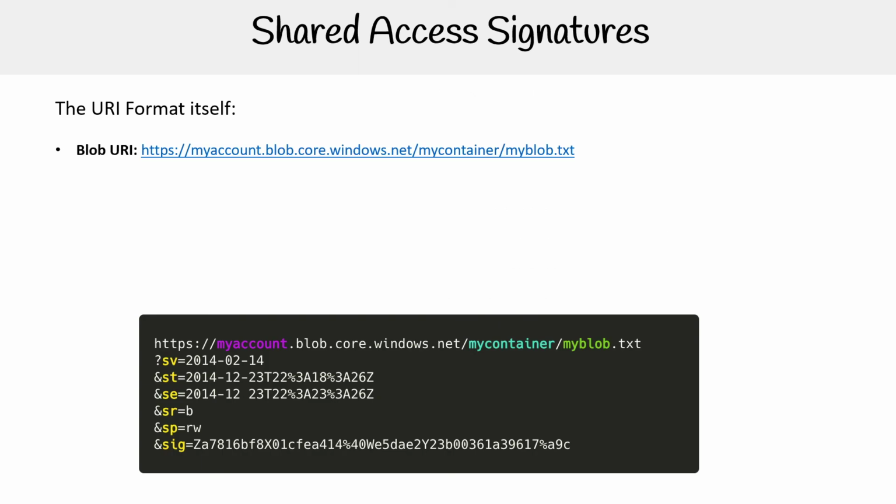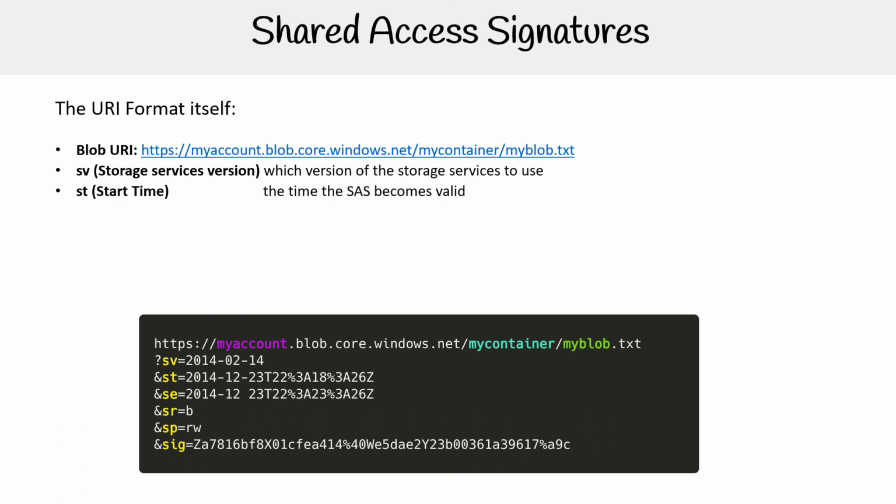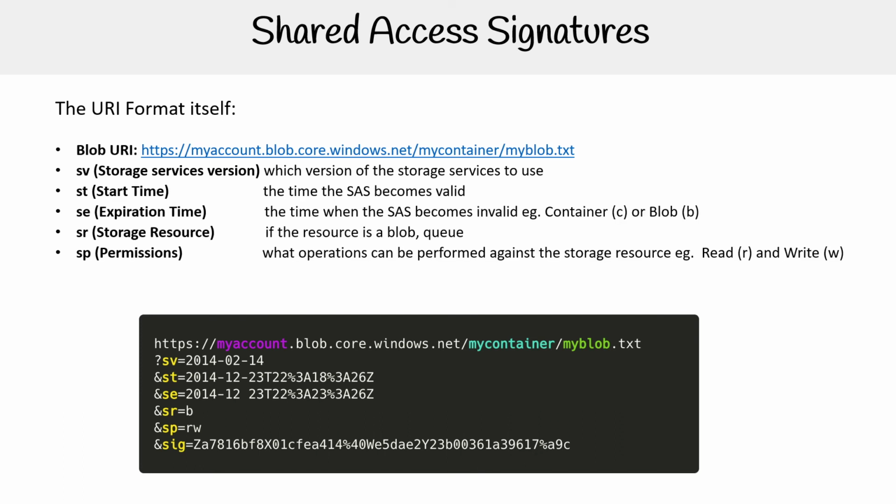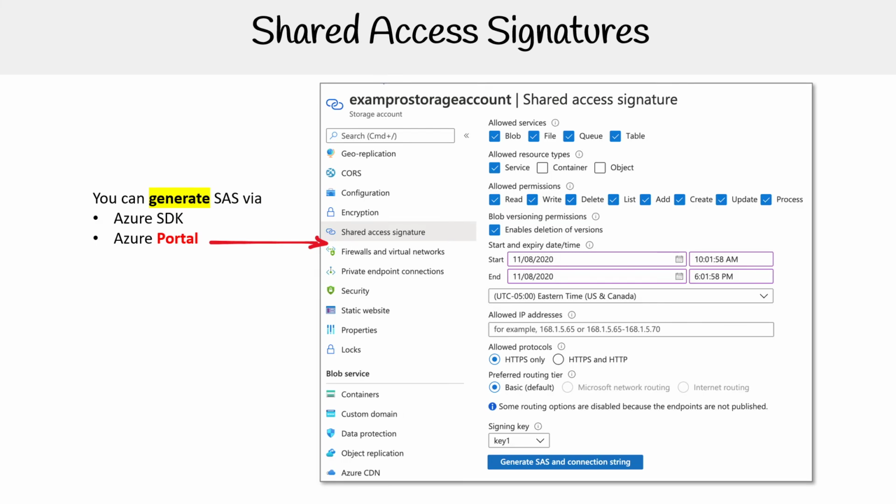So the URI format itself is the blob URI, then there's the version number, the start time, the expiration, the storage resources, the permissions, and the signature. They're not going to ask you to identify this stuff on the exam. I'm just showing you the structure of it because it's a really long string and it's good to know what it looks like. And yeah, this is all those checkboxes I'm talking about.